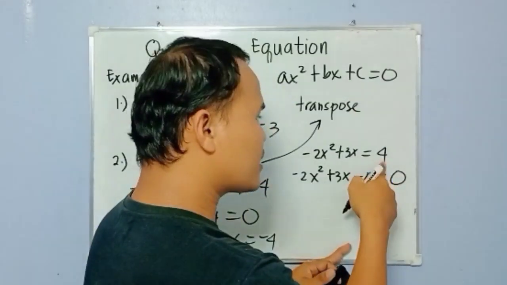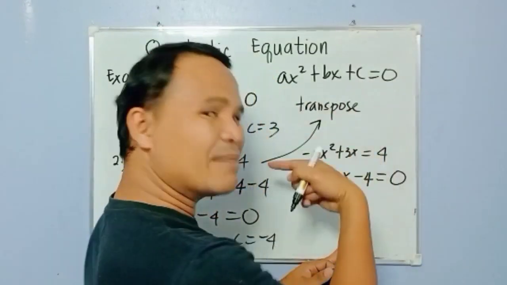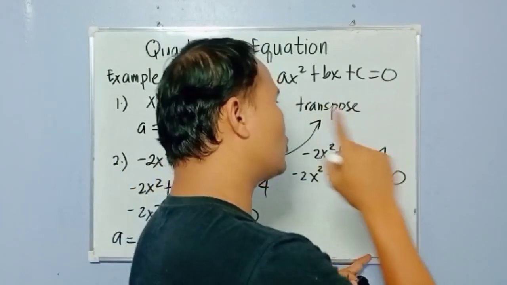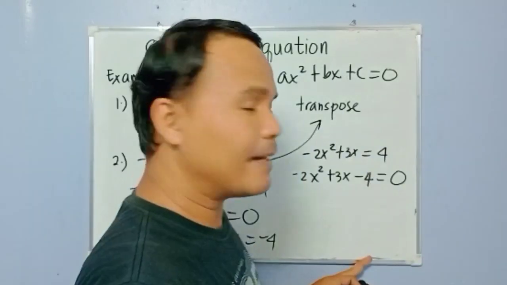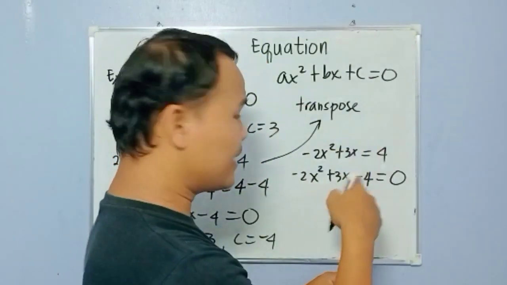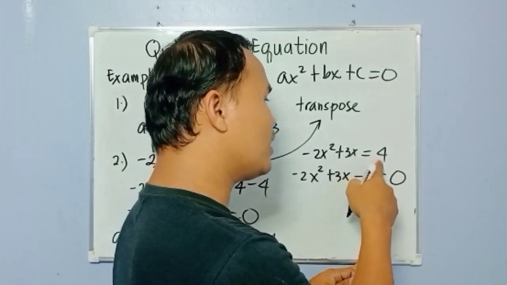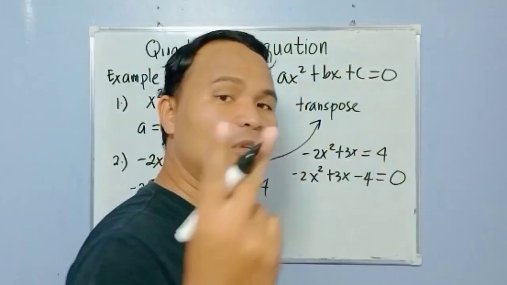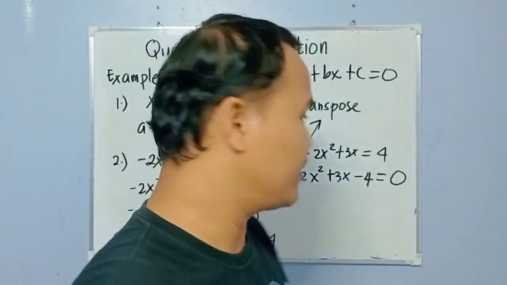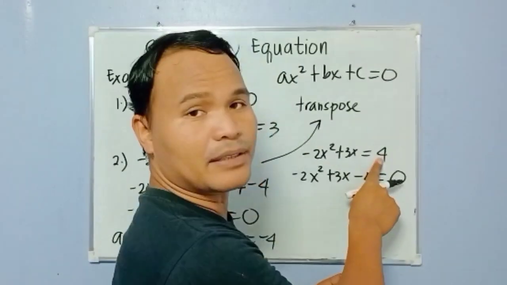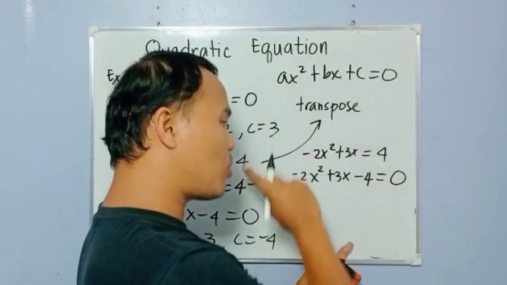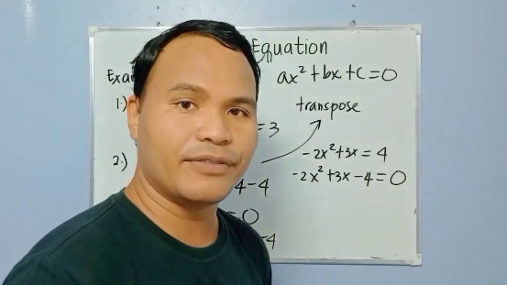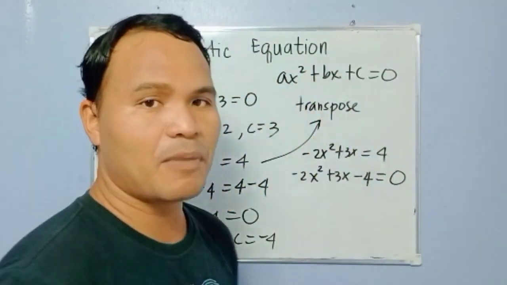So, you transpose 4, if you move 4 to the left side of the equal sign. If you move it to the other side of the equal sign, its original sign will change. There are only two signs, right? Positive and negative. Here, the sign of 4 is positive. So if you transpose it, its sign will change from positive to negative. So that's the idea of transpose.